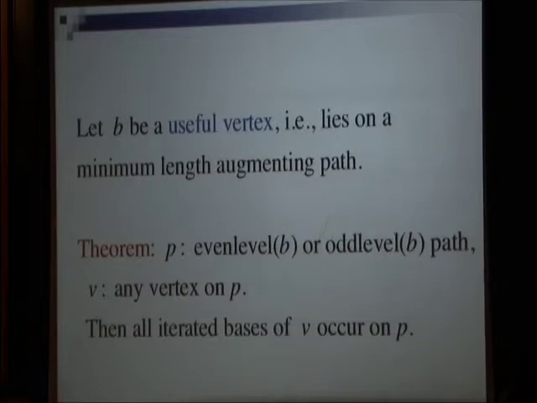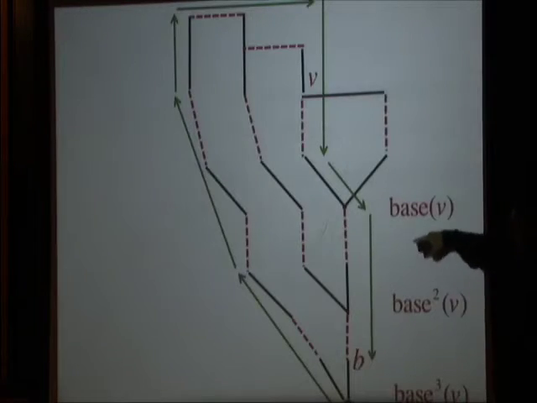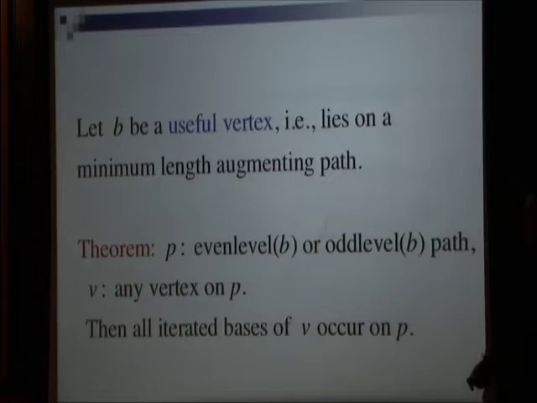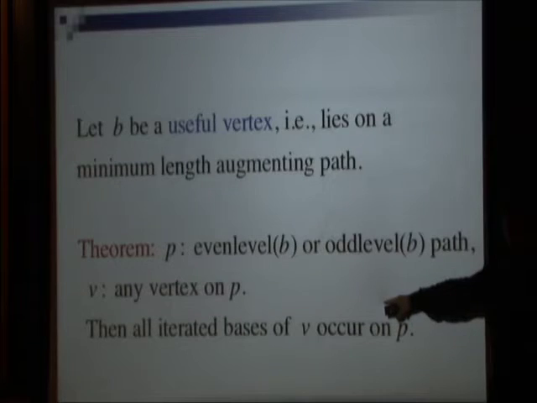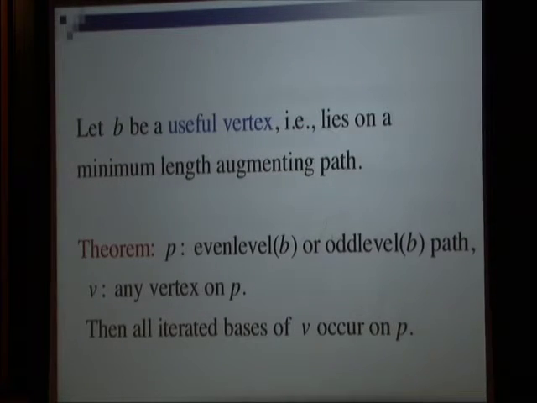And here's the theorem. Let B be a useful vertex, and a useful one is one that lies on a minimum length augmenting path P. Let V be any vertex on P. Then all iterated bases of V occur on P. So the whole path is made up of iterated bases.